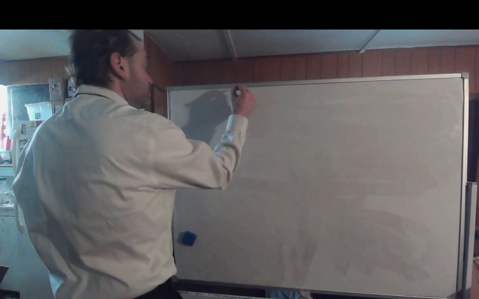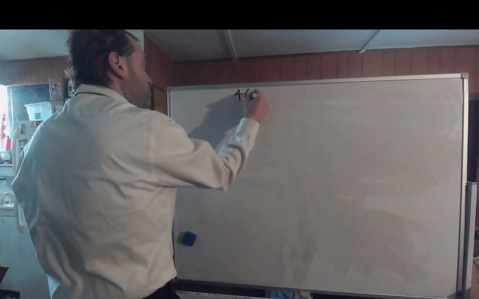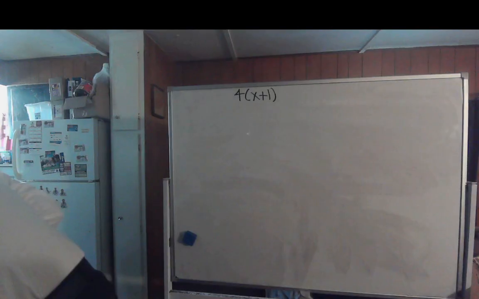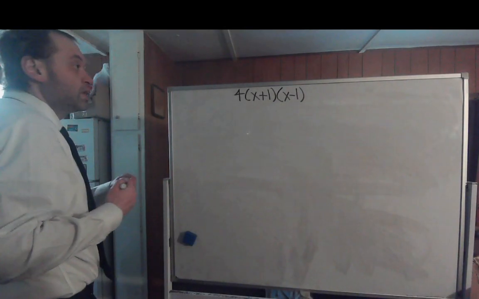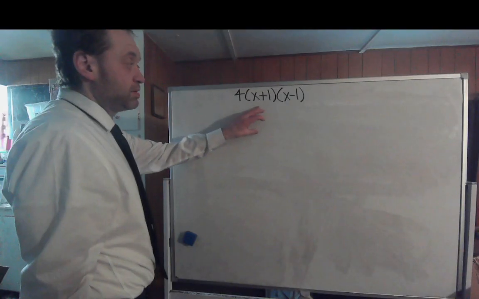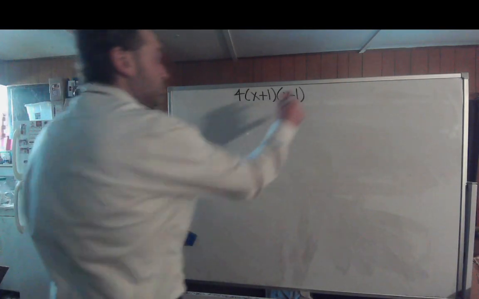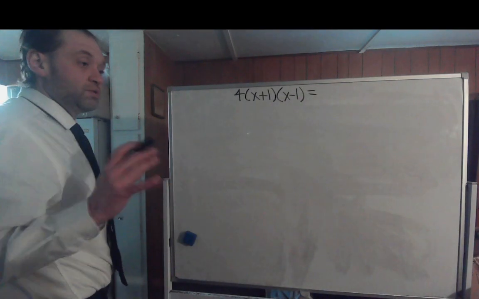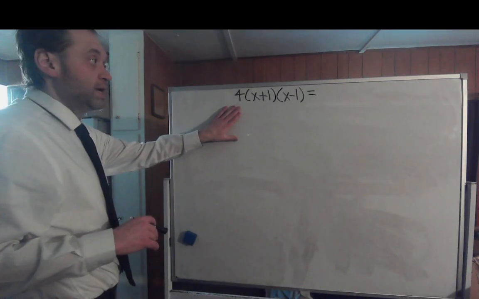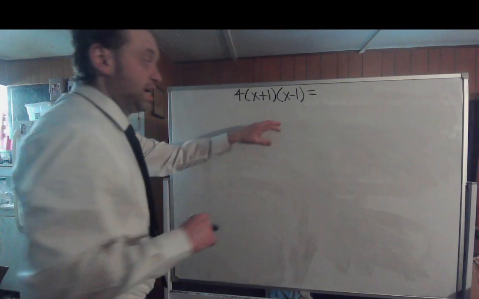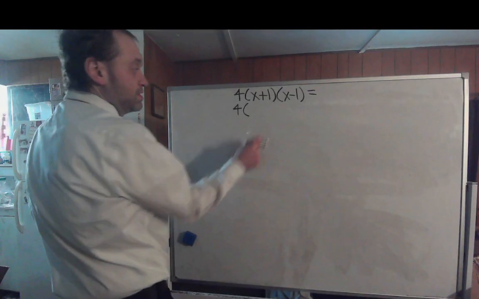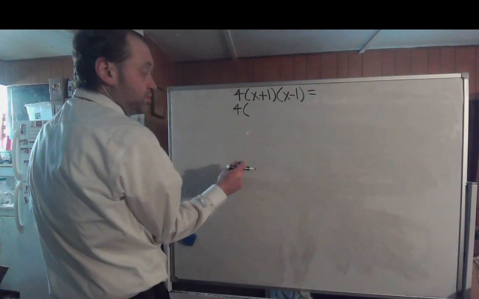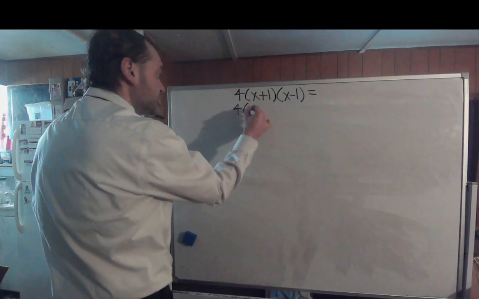What if we have 4 times the quantity of x plus 1 times the quantity of x minus 1? Okay. So 4 times the quantity of x plus 1 times the quantity of x minus 1. Well, what I'm going to suggest is we leave that 4 alone for a minute and we just deal inside the parentheses. So this would be 4 times, now deal with your first term of each quantity multiplied. X times x is what? Well, that's just x squared.